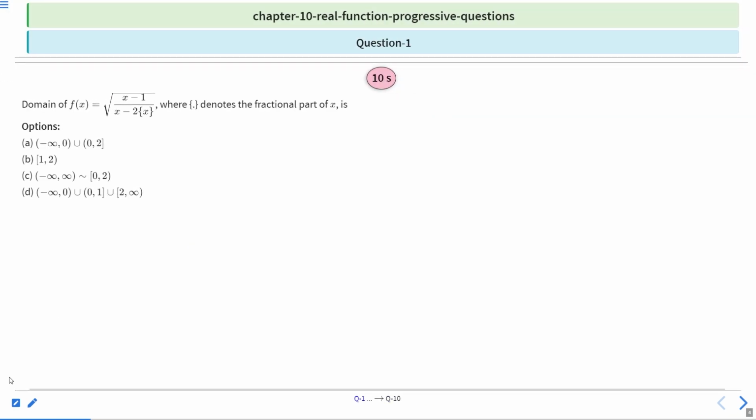So let's start with question number 1. It says you have to find the domain of f(x), where f(x) is root over (x minus 1) upon (x minus 2 times the fractional part of x), right? Where this curly bracket denotes the fractional part of x. So you have 10 seconds to solve this question. After 10 seconds, we will discuss the solution.